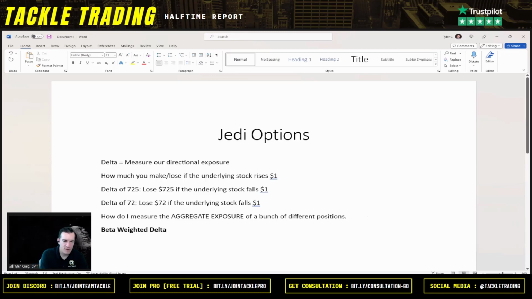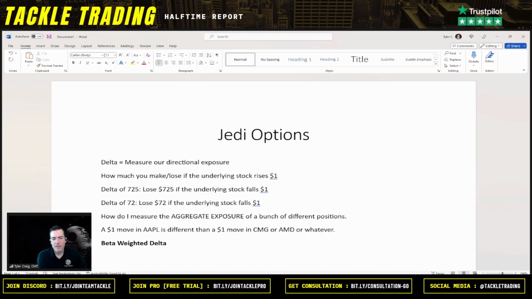Really, in simplest terms, a $1 move in Apple is different than a $1 move in Chipotle or any other stock, AMD or whatever. And so I can't just be like, oh, well, I have 50 Apple deltas and I have 20 CMG deltas and 10 AMD deltas. How much exposure do I have? It's like in math, you learned you need a common denominator. You've got to state them in like terms so then you can add them up.